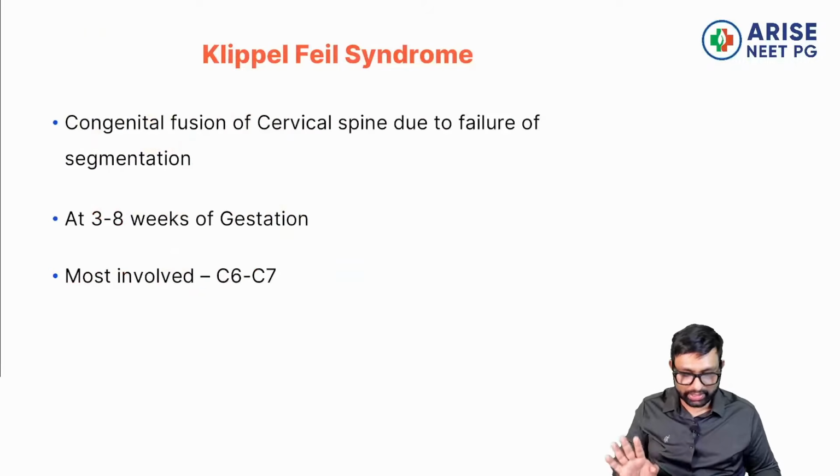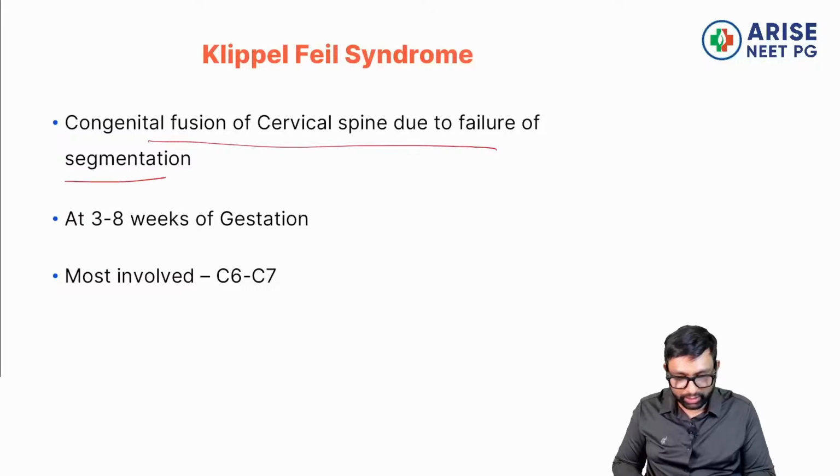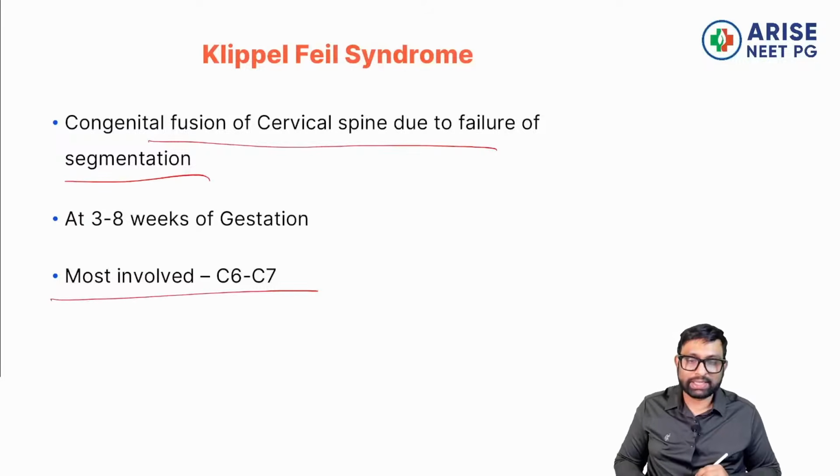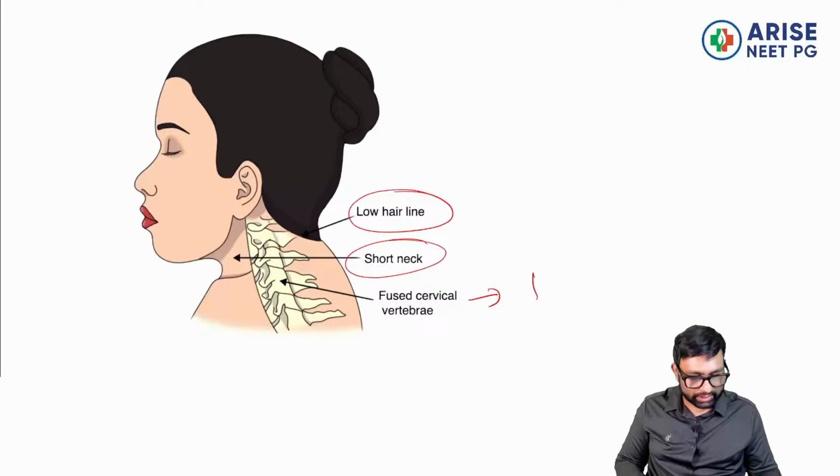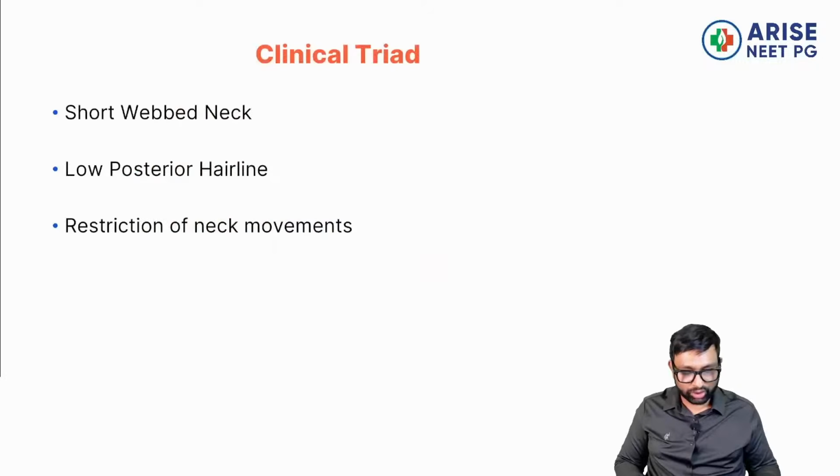That's all you have to understand. Congenital fusion of cervical spine due to failure of segmentation, most commonly seen in C6, C7, happens in the 3rd to 8th week of gestation. This is the triad. You have low posterior hairline, you have a short neck, and because of fused cervical spine, you have decreased range of motion. So if someone asks you what is the clinical triad of Klippel-Feil syndrome, it is short webbed neck, low posterior hairline, and restriction of neck movements.